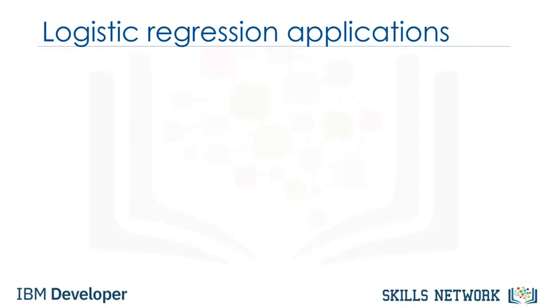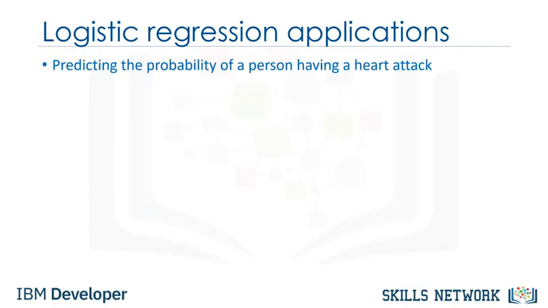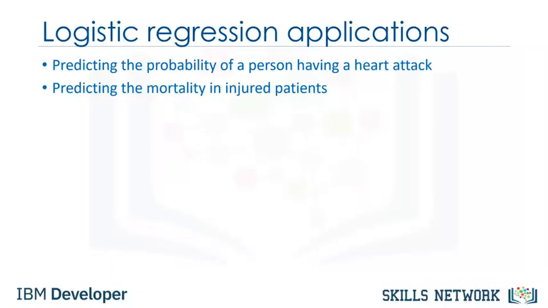As mentioned, logistic regression is a type of classification algorithm, so it can be used in different situations. For example, to predict the probability of a person having a heart attack within a specified time period, based on our knowledge of the person's age, sex, and body mass index. Or to predict the chance of mortality in an injured patient, or to predict whether a patient has a given disease, such as diabetes, based on observed characteristics of that patient, such as weight, height, blood pressure, and results of various blood tests, and so on.